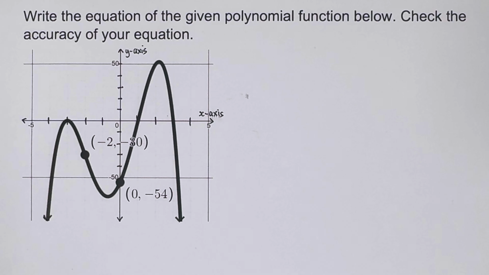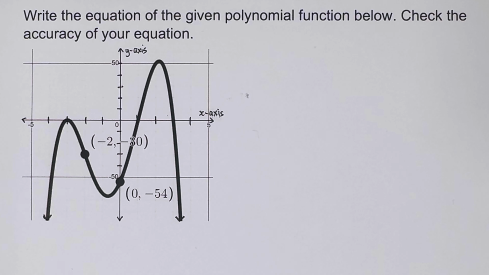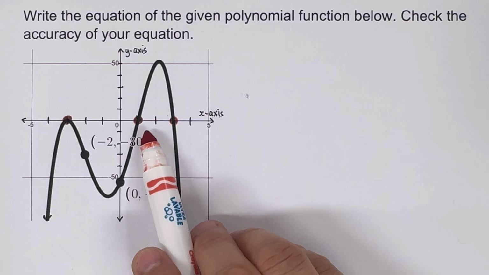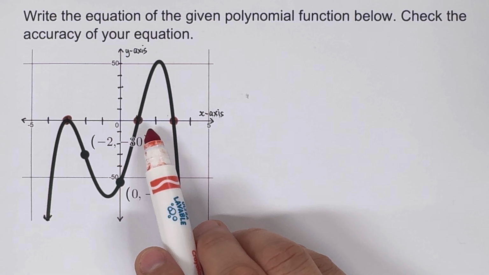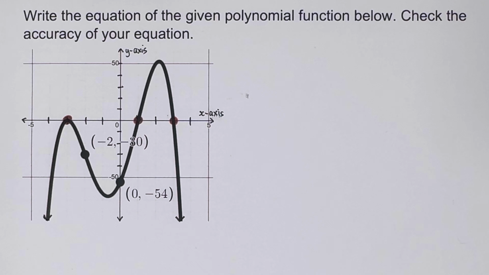Hello everyone. This video will show how to write the equation of a polynomial graph with multiplicity. Now let's go over this example. In this example, we are going to identify the roots of this given graph. So I've labeled the roots of this graph. Roots means where the graph crosses the x-axis, or pretty much the x-intercepts.